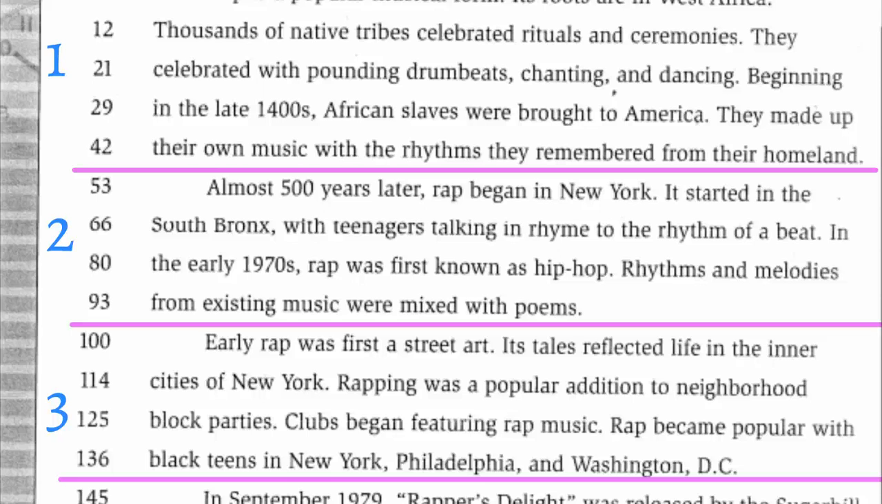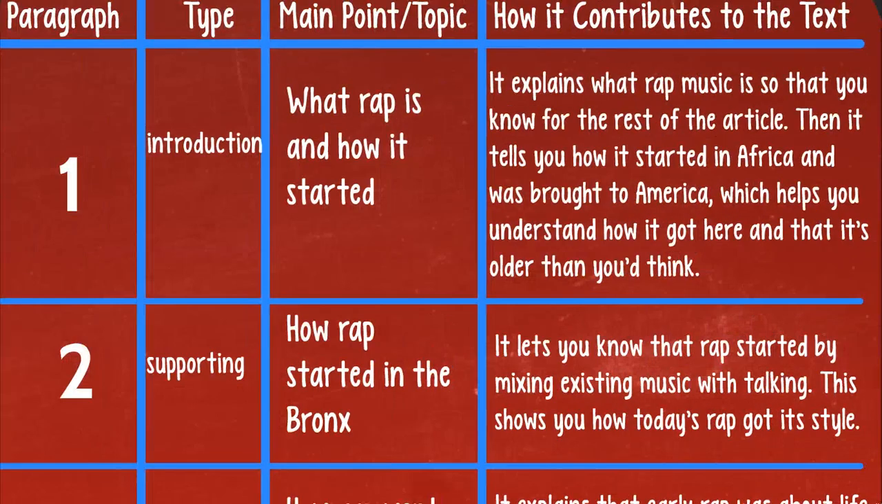All right, so the second paragraph, now we're getting into the body, right? We're getting into those supporting paragraphs. So paragraph 2 was a supporting paragraph for sure. And it gave me details about how rap started in the Bronx. So how does that contribute to the text? The fact that it started in the Bronx lets me know that rap started by mixing existing music with talking, and that shows me how rap of today got its style, because that's still what rap kind of is. So this tells me how rap from back then is related to rap today.